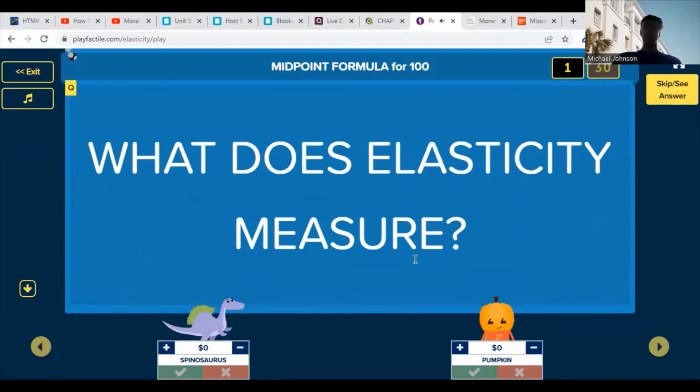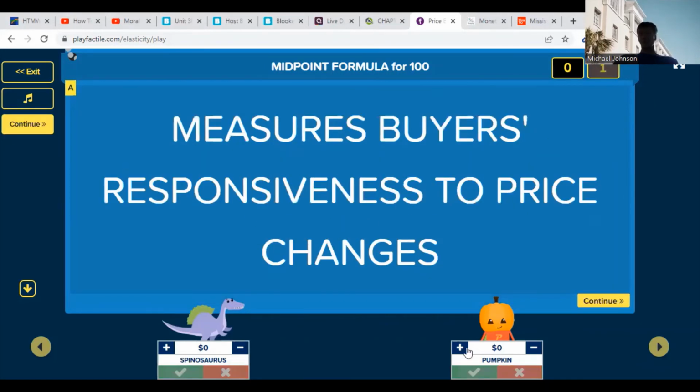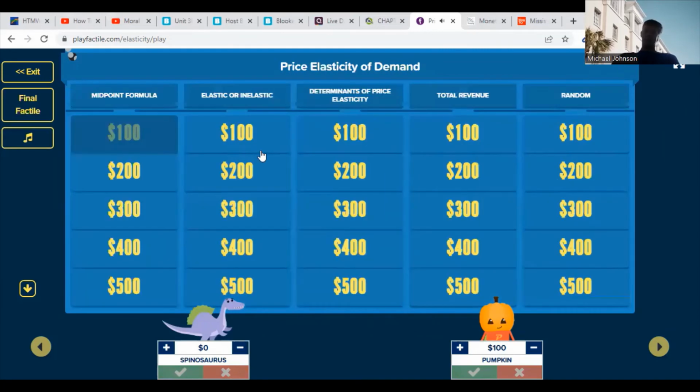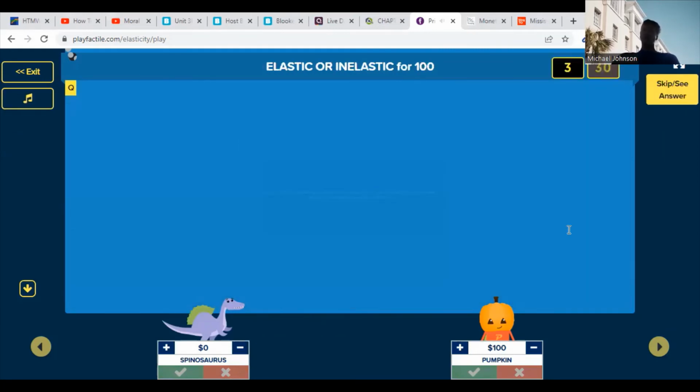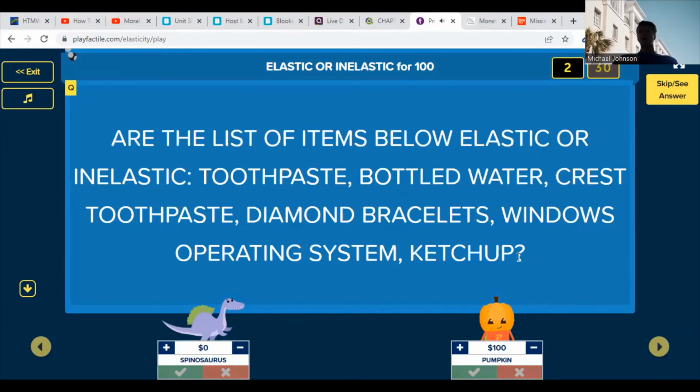So what does elasticity measure? I'll give that to your group. Great job. The list of items below: elastic or inelastic? Toothpaste, bottled water, Crest toothpaste, diamond bracelets, Windows operating system, ketchup.